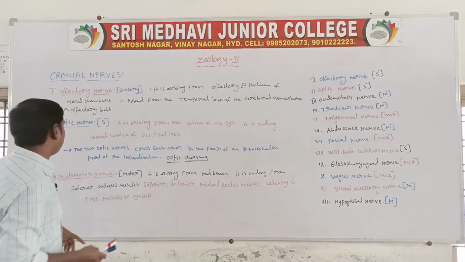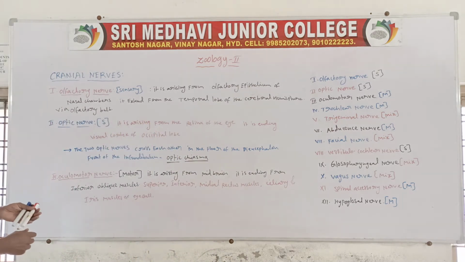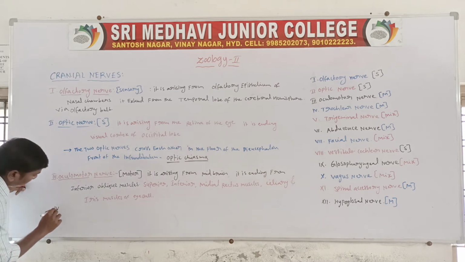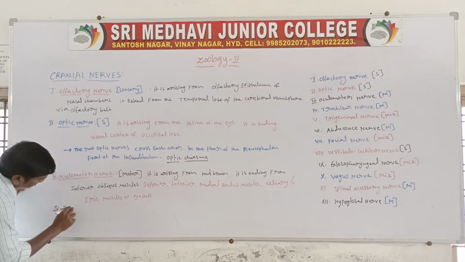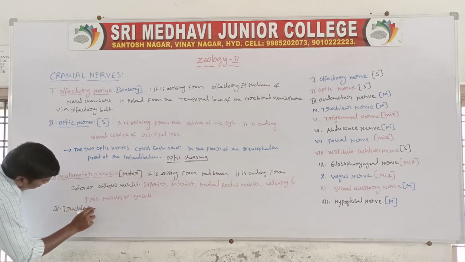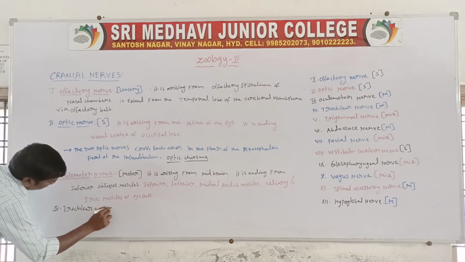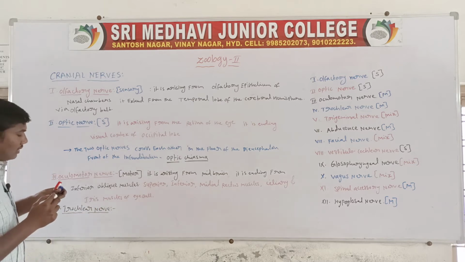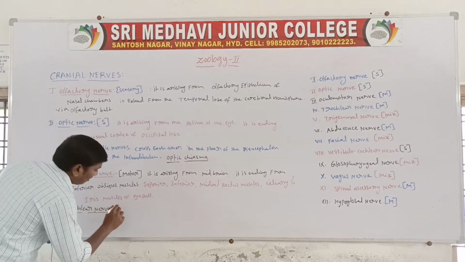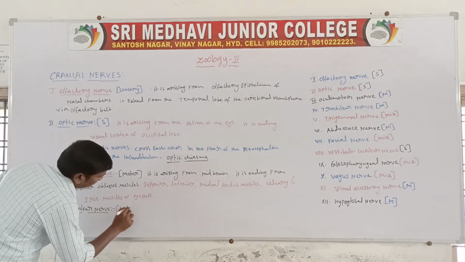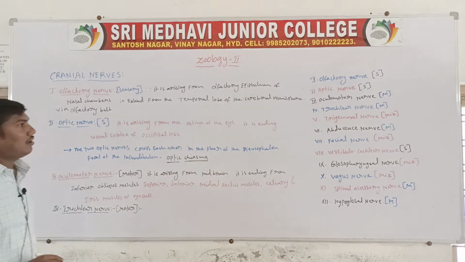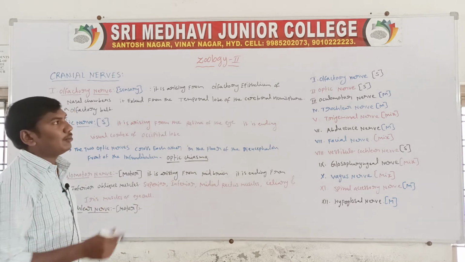Next one, the fourth one, the trochlear nerve. The trochlear nerve is also a motor nerve.